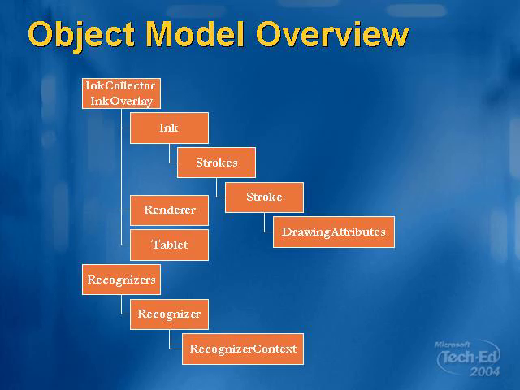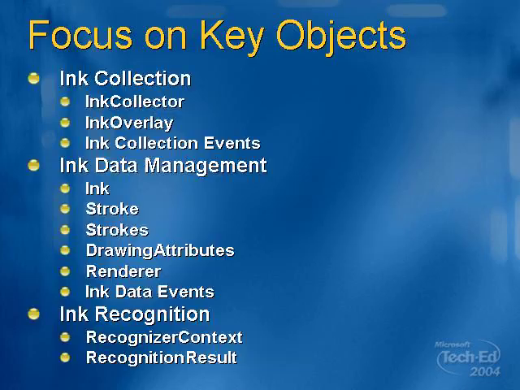We have the tablet object, and the tablet object is used to query the hardware, the actual physical digitizer, for capabilities: do you support pressure, do you support angle, that sort of thing, and other information about the hardware. And then we have a set of recognizer objects, a collection of all the recognizers that are installed on the machine, individual recognizer objects, and reco context. And again, we'll go into more detail as we're writing code against these objects later. Again, this is just a list of some of those objects that we're going to talk about.